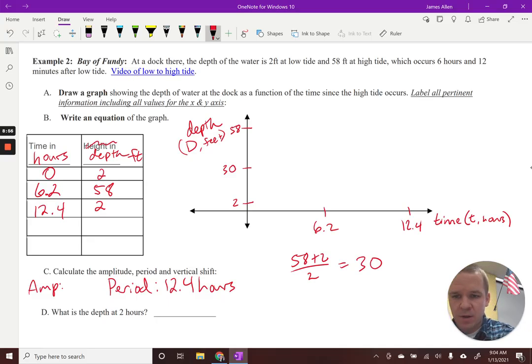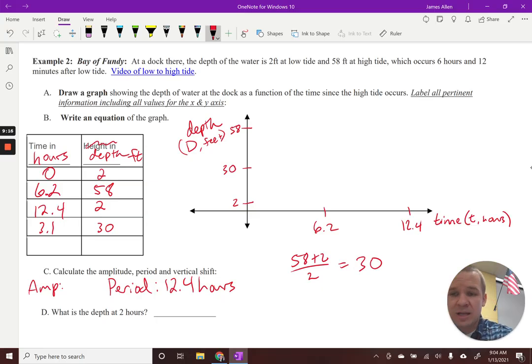So that'd be maybe another point that we could jot down here. 30 would be in the middle there, right? I think that might be kind of helpful. When would that be occurring? That would make sense to be occurring halfway between 0 and 6.2, which would be 3.1. So there's another valuable point that we could have there.